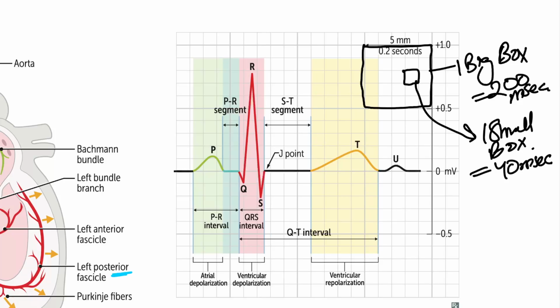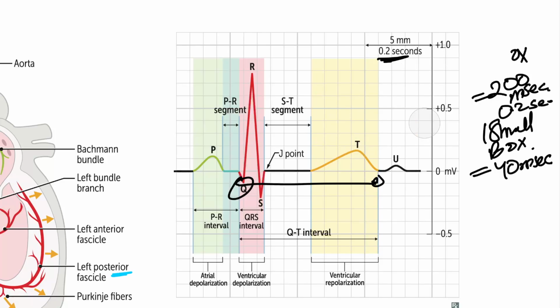Then you can calculate, if we have the QT prolongation, whether Q to T has prolonged just by looking at the boxes. And 200 milliseconds, in other words, as mentioned here, is only 0.2 seconds. So you can read it this way. That's one of the things.